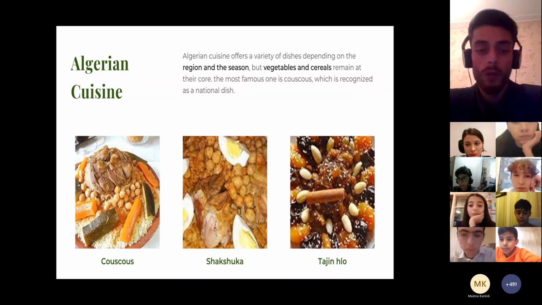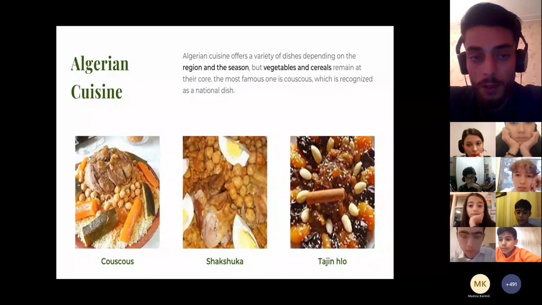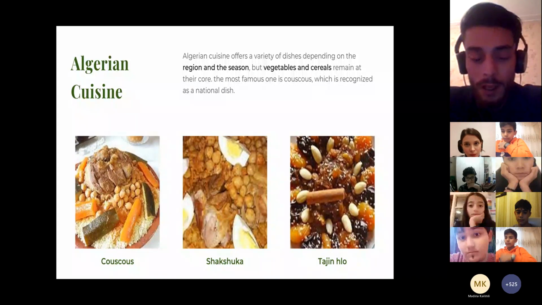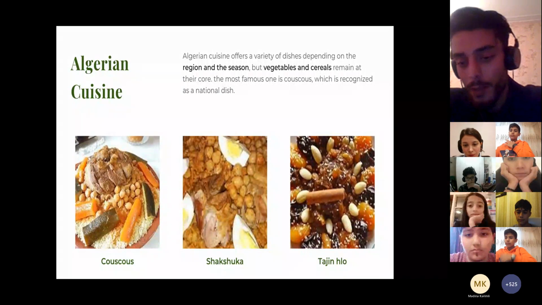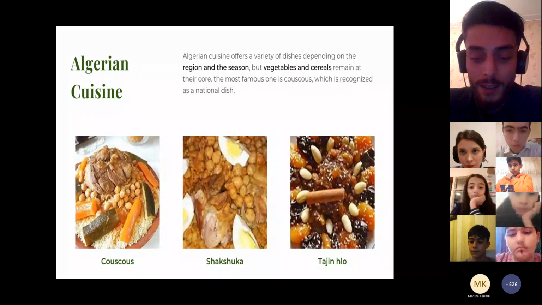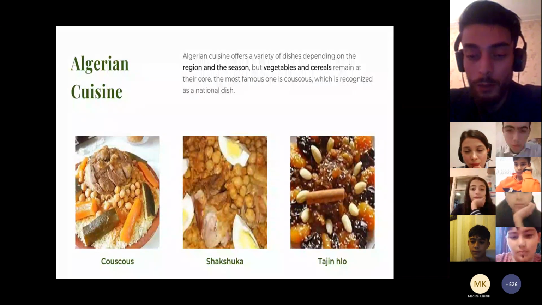The most famous ones you are seeing here: the picture on the left is couscous, the most famous one. In the middle, we have this called shakshuka. It's all vegetables and flour, eggs, depending on the region. Some add eggs, some don't. And here, as a sweet, we also have tajin hlu. These dishes are more famous in Ramadan, while couscous is more famous at our weddings.